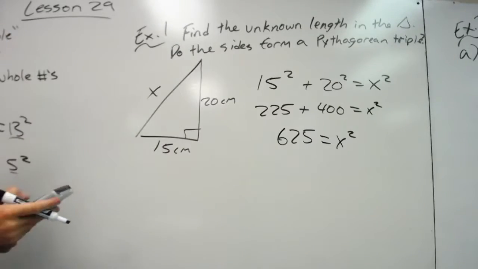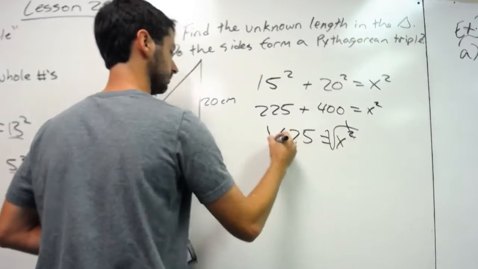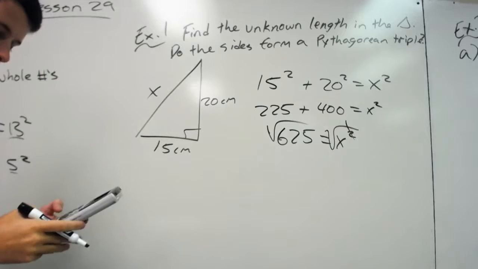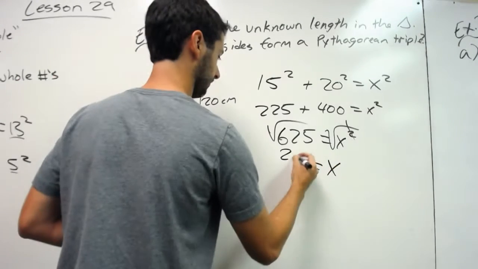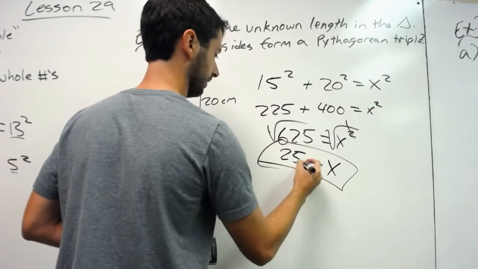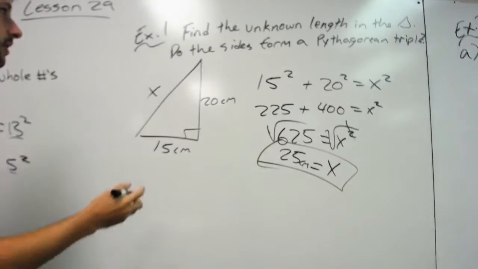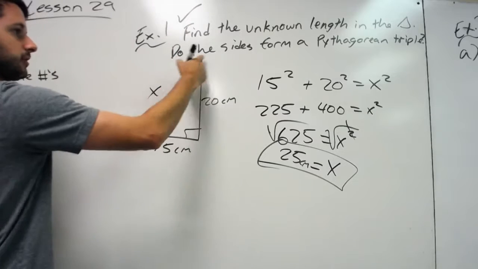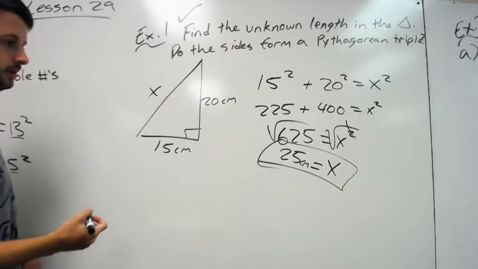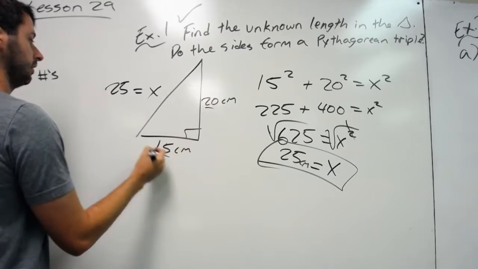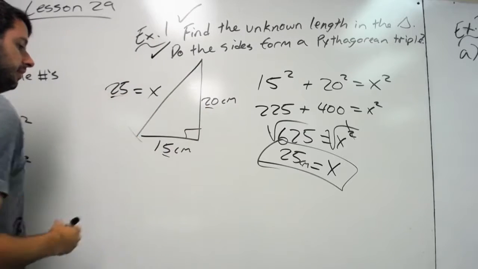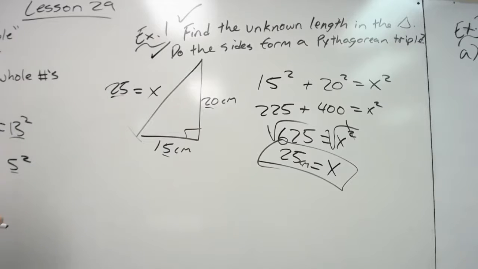And now we square root, and the square root of 625 is 25. So we found our missing side length of 25 centimeters. That was phase 1. Now, do the sides form a Pythagorean triple? Well, since x is 25 and all the other numbers are whole numbers, yes, they do form a Pythagorean triple. And that's how you do those types of problems.